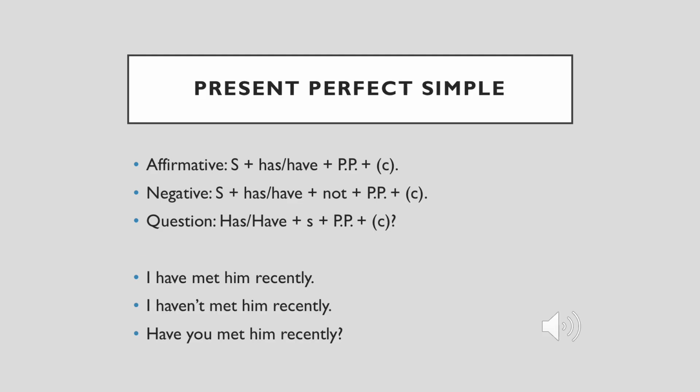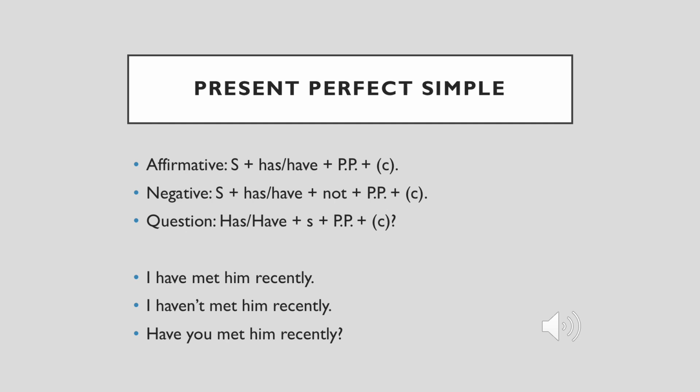As with any other tense in English, this tense can be used in the affirmative, negative, and a question. In the affirmative, the formula is a subject followed by either has or have, depending on whether the subject is plural or singular. Then a verb in the past participle and a complement, like I've met him recently. In the negative, the formula is a subject followed by has or have, plus not, plus a verb, the past participle, and a complement, such as I haven't met him recently.